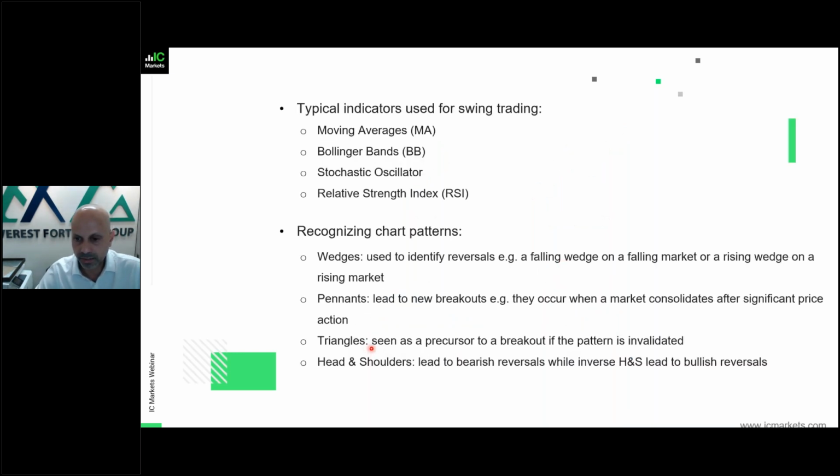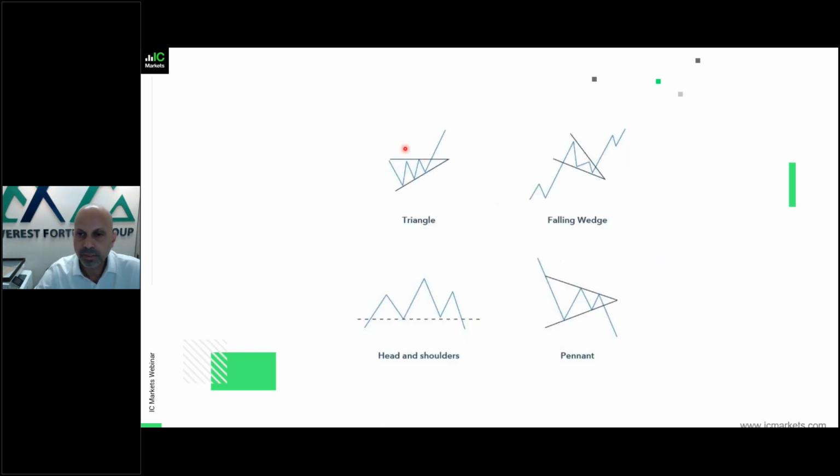All right, triangles. Triangles are seen as a precursor to a breakout, if the pattern is not invalidated. In this case, this is an ascending triangle. Price is testing the resistance several times and is actually making higher lows. So this would suggest that price is going to break through this resistance level and move higher.